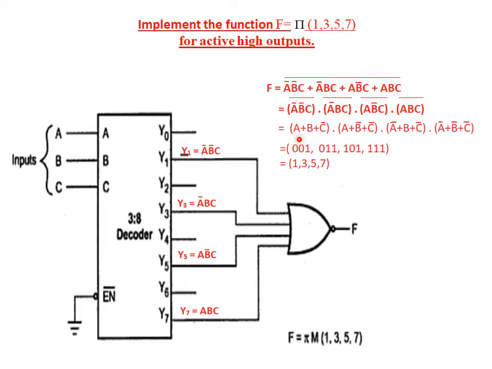So now we write the equivalent binary values. After that we write the equivalent decimal values. The decimal values we obtained are 1, 3, 5, 7. So the expression we are implementing here is F equal to product of max terms 1, 3, 5, 7.